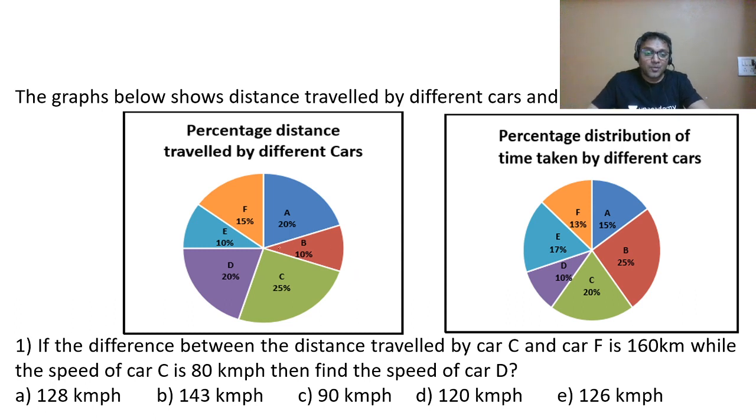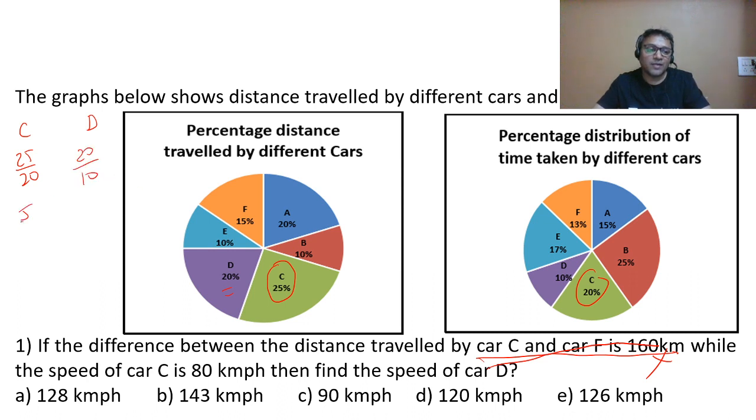If the difference between the distance traveled by car C and car F is 160 kilometers, while the speed of car C is 80 kilometers per hour, find the speed of car D. Actually, this first statement is not required at all. You can completely ignore this. So how is the speed calculated? Speed is distance upon time. For C, the speed is 25 upon 20, and for D, the speed is 20 upon 10. Or you can say it's 5 upon 4 and 2. That's the speed.